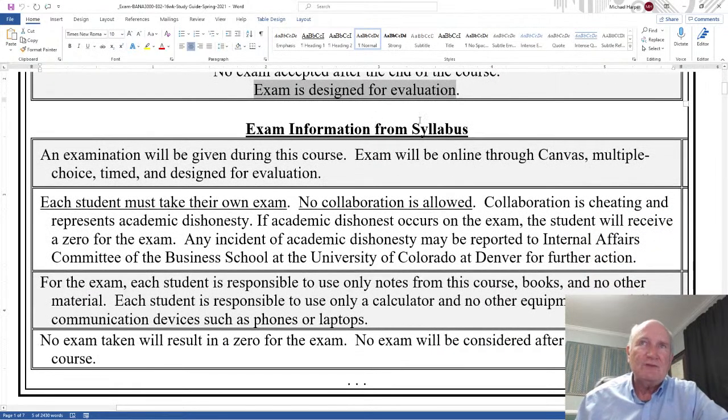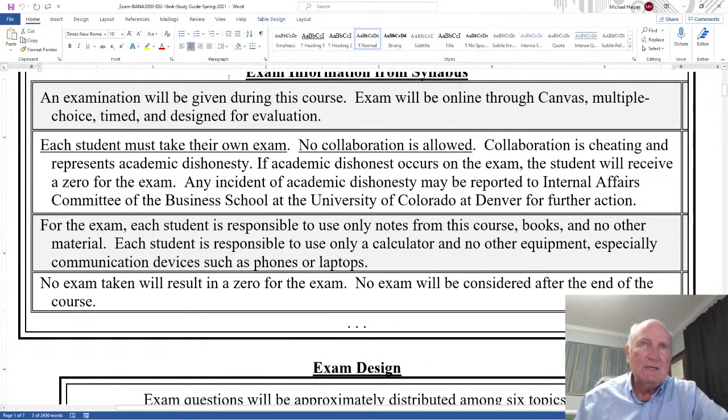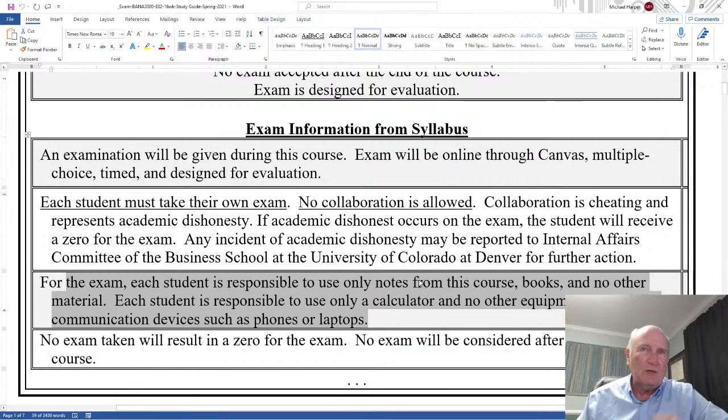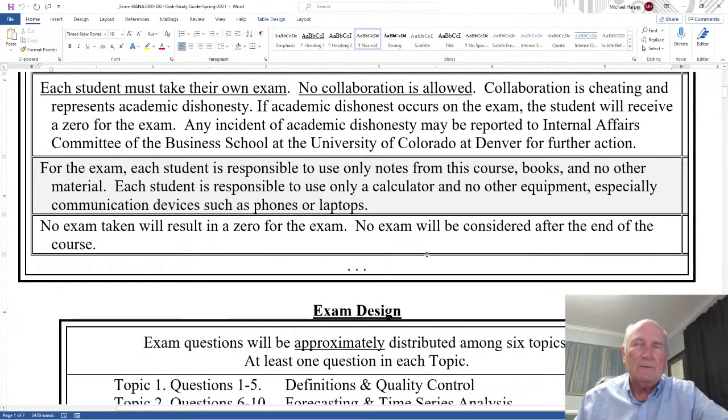Okay, exam information from the syllabus. I copied this straight from the syllabus to make sure everyone is fully aware of the syllabus information. I stated again here that you must take your own exam. No collaboration is allowed, and for the exam, you may use your notes, the book, anything you have, just no other person, and you can use a calculator. You'll need a calculator for adding here and there, but no internet. No exam taken will result in a 0 for the exam, and no exam will be considered after the end of the course.